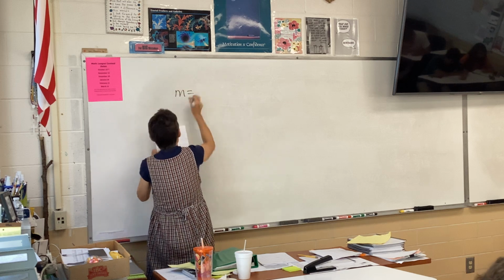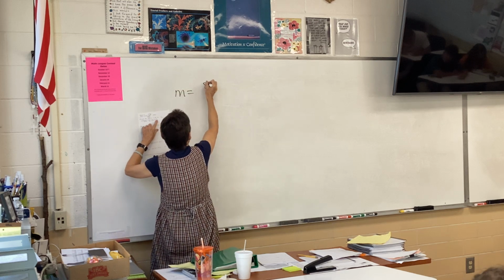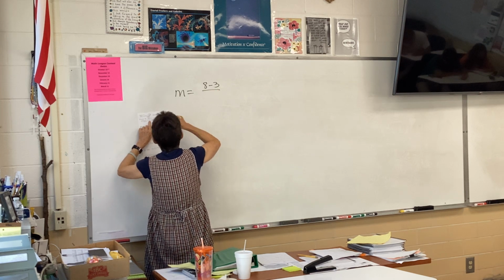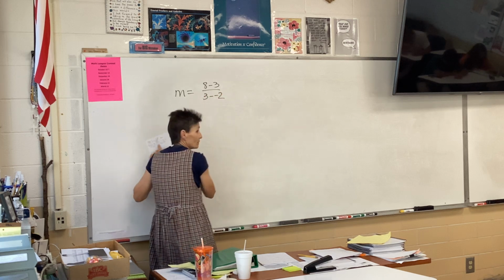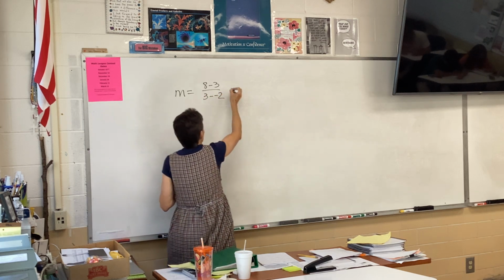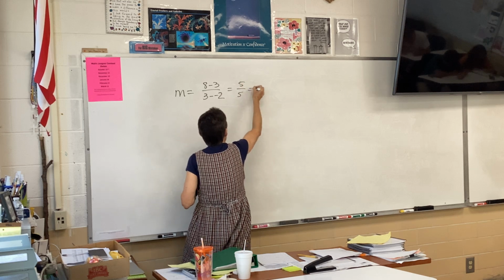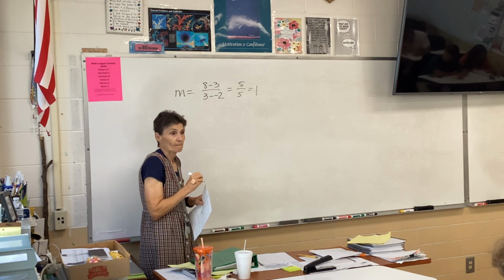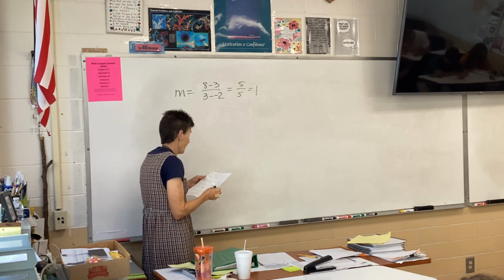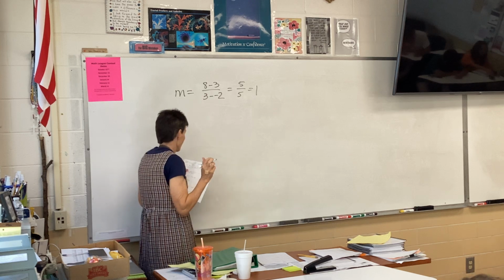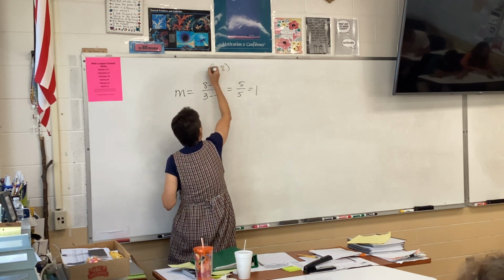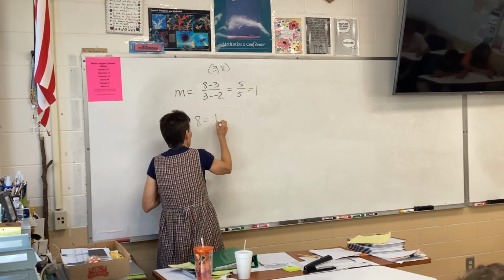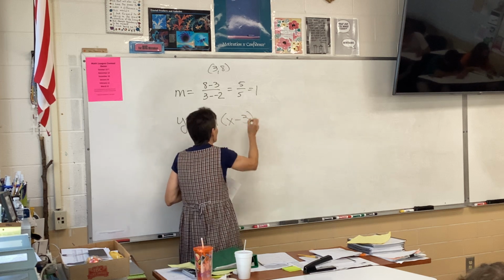So, slope will be 8 minus 3. And if I do 8 minus 3, then I gotta do 3 minus negative 2. It looks like we have a perfect situation here. It looks like our slope is 1. Okay, now pick a point. I'll just use, which one do you want to use? 3, 8. So y minus 8 equals 1, x minus 3.